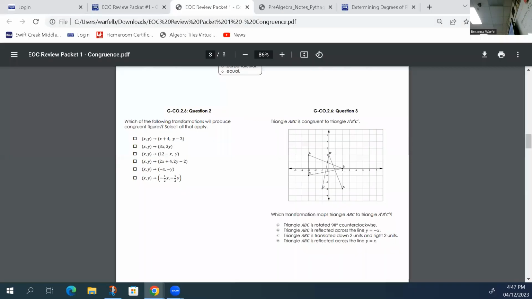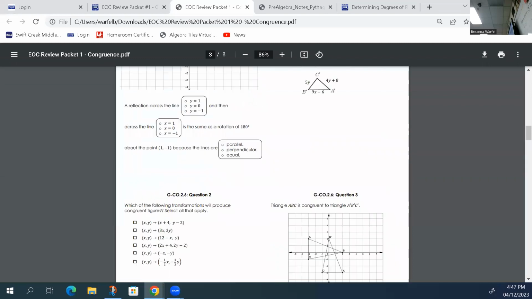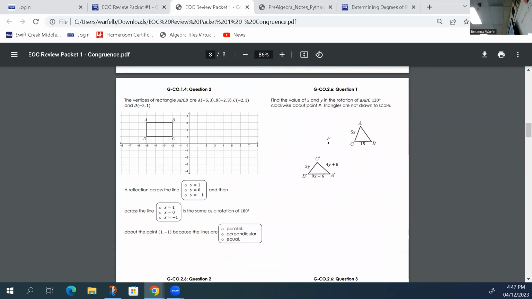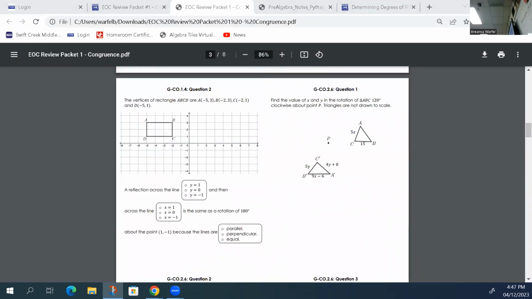Okay, let's go to number 11. It says find the value of x and y in the rotation of ABC 120 degrees clockwise about point P. Triangles are not drawn to scale. Okay, so the rotation part here really doesn't matter.